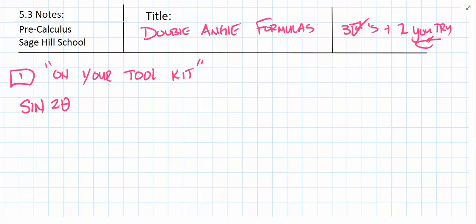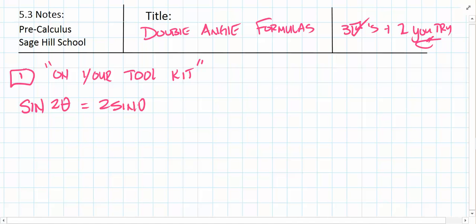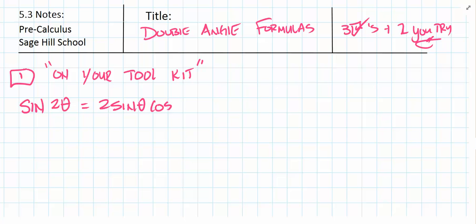2 sine theta cosine theta. Good. It should be 2 times the sine of theta times the cosine of theta, right? Unfortunately, the sine of 2 theta is not the same thing as just 2 times the sine of whatever theta that is. That's not what that means. So we're taking the sine of a double angle.